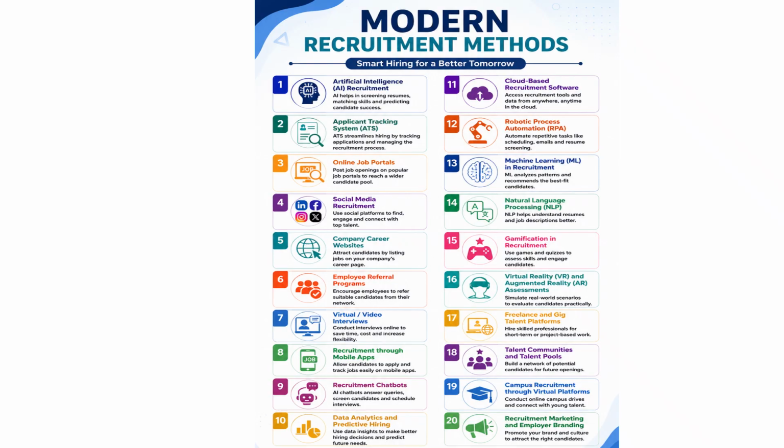Next is company career website. Here organizations publish their vacancies directly on their official website. Next is employee referral program. Existing employees recommend suitable candidates for vacant positions. Next is virtual video interview. Here interviews are conducted online through Zoom meetings, Microsoft Teams, and Google Meet. Next is mobile recruitment. Candidates apply for the job using mobile apps and smartphones.